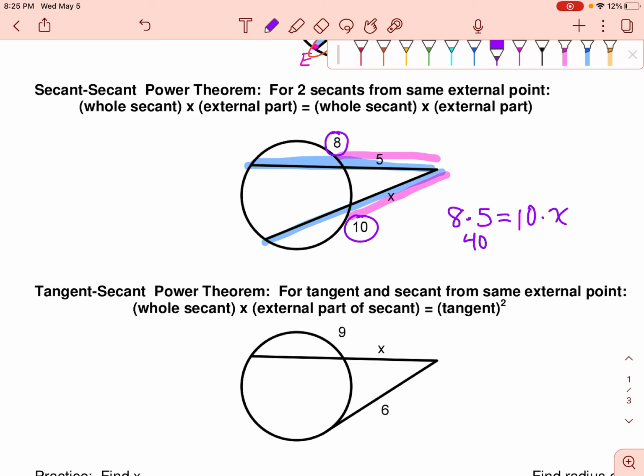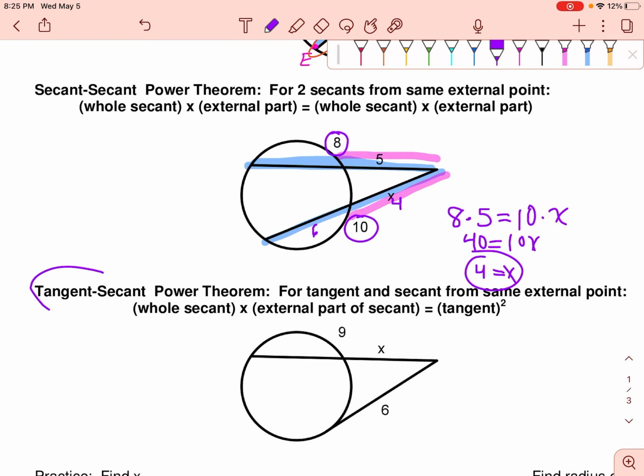Okay, so 40 equals 10x, x equals 4. So this little part sticking out is 4, which makes this little piece over here 6. Again, the whole secant times the part sticking out equals the whole thing times the part. So whole times part equals whole times part.